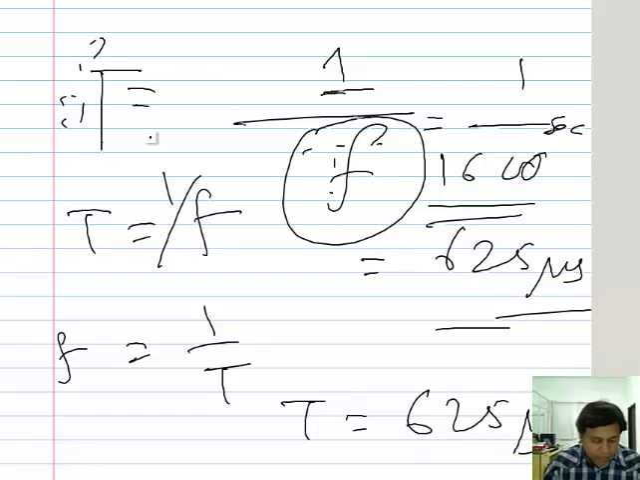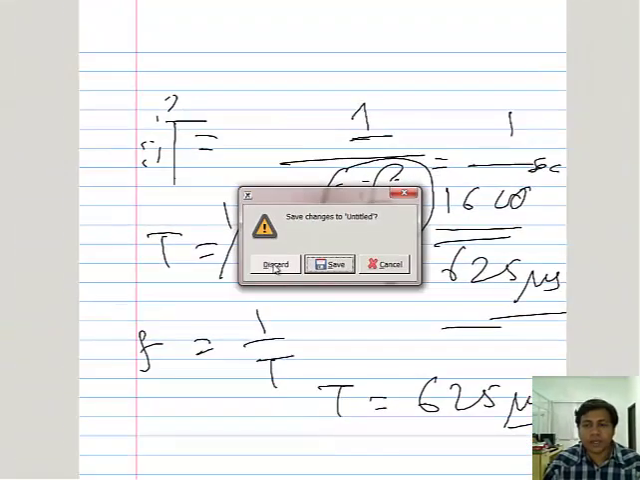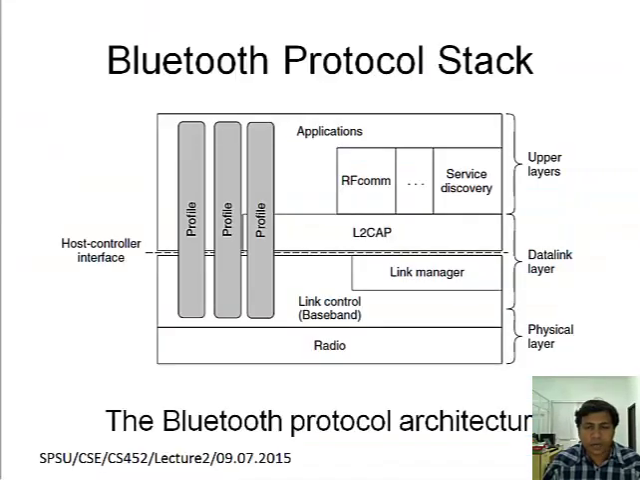So we can calculate other factors, which we'll discuss later. In the baseband layer, we have different access methods. The link manager will decide upon the access method. Here it uses the access method called TDMA, time division multiple access. It has two types of communication: single secondary communication and multiple secondary communication, which we'll discuss later.